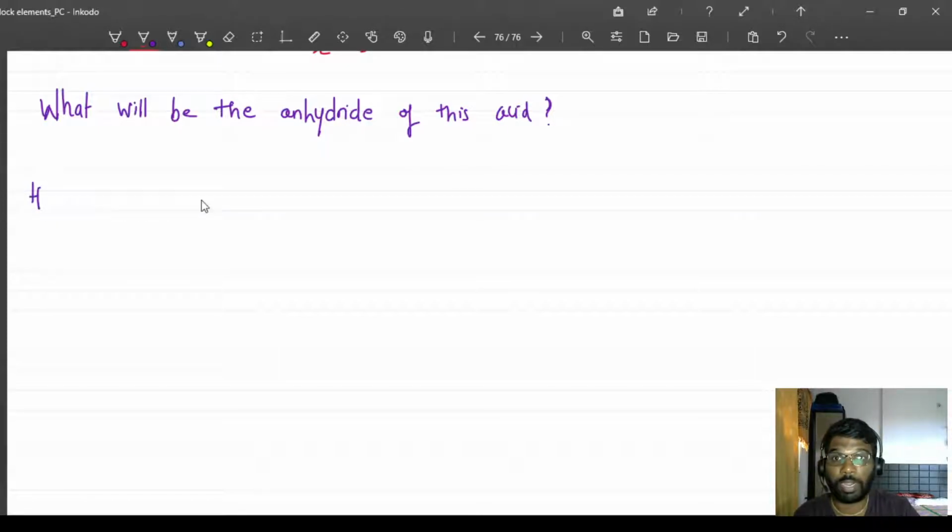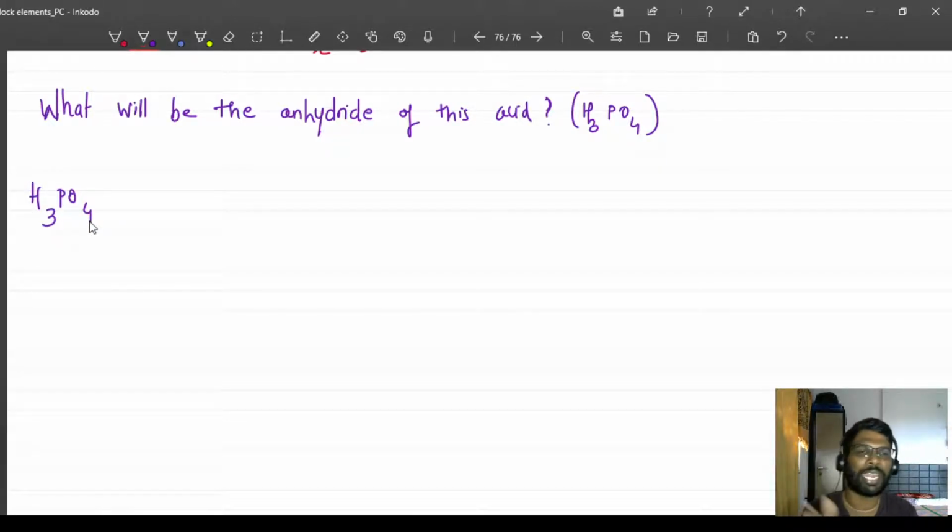The first thing is, I will write H3PO4. If I want to find the anhydride of this acid, this is the acid, so I will take this H3PO4. Just remember the steps to get the anhydride. You don't have to learn it by heart at all, because you have to learn other things by heart also.